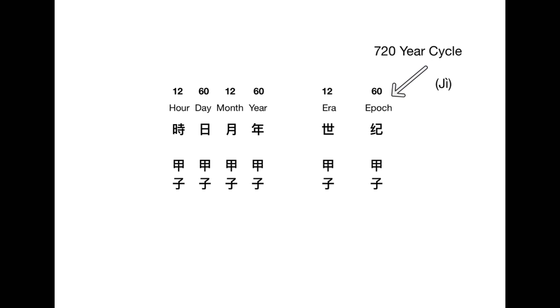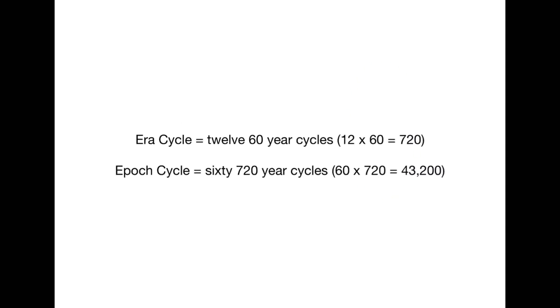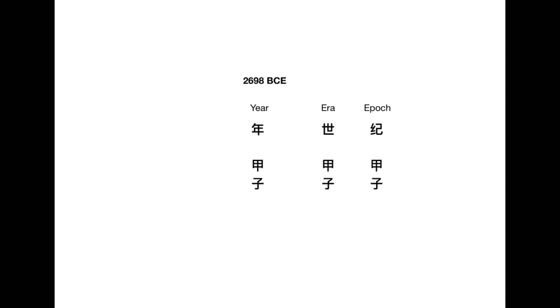So an epoch is a full 720-year cycle, or a full 12-branch cycle of the eras. And it, again following the 12-60 pattern, will actually include all of the 60 stem-branch combinations. So an era cycle equals 12 60-year cycles for a total of 720 years. And an epoch cycle will include 60 720-year cycles for a total of 43,200 years. So then the question becomes, what era and what epoch are we currently in?